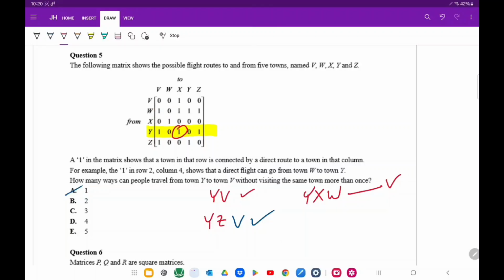Another solution to this one could be going to, we can't go to X, because if we go to X, we'll end back in W again. So if we go W to Y, that won't work out, because we're revisiting Y. And if we go W to Z, what happens if we go to Z? We can go to V from that point, and that's really it. So you've got 4 potential paths to go from Y to V without revisiting.